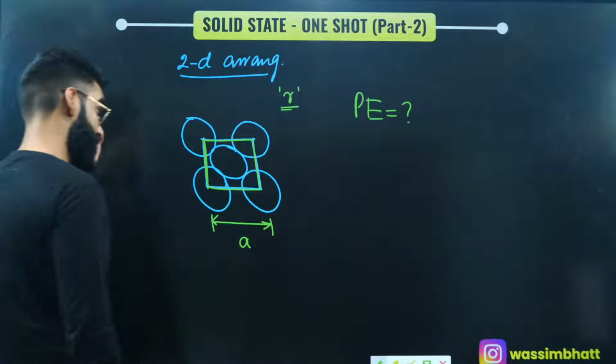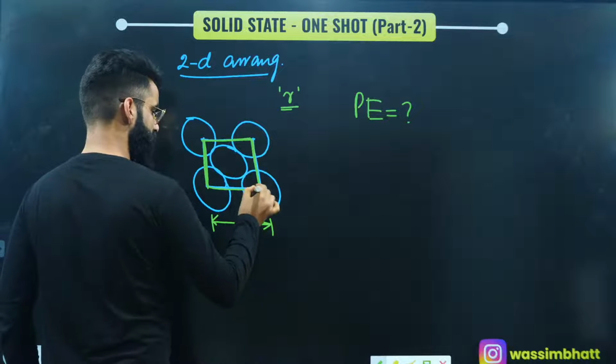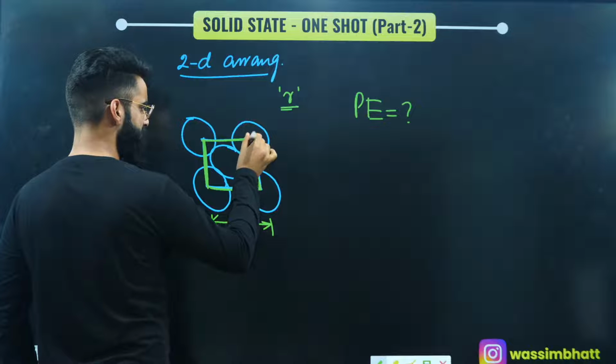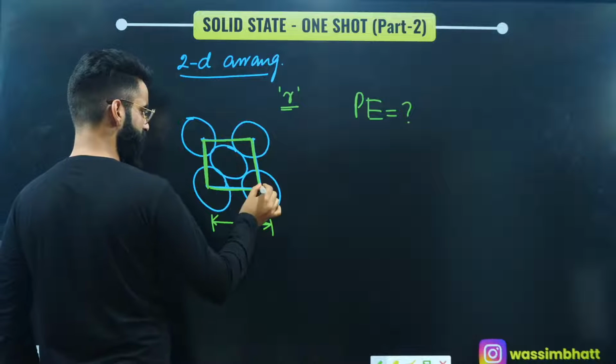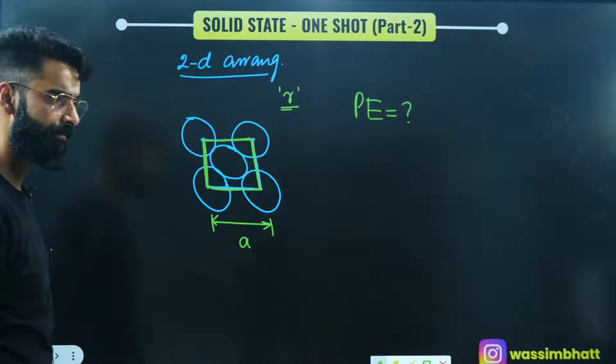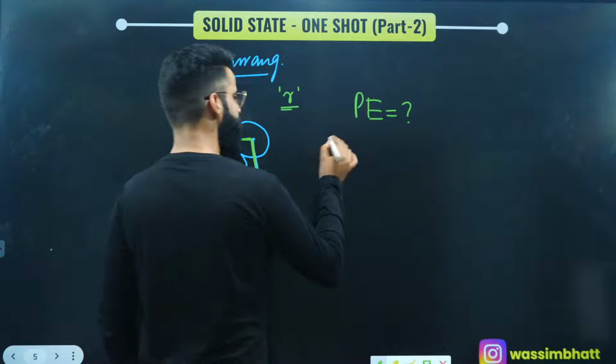See, first of all, this square unit cell is made up of 4 corner particles, right? First corner particle, second corner particle, third one, fourth one, and the one at the center. Now we will understand. I need to calculate the packing efficiency.